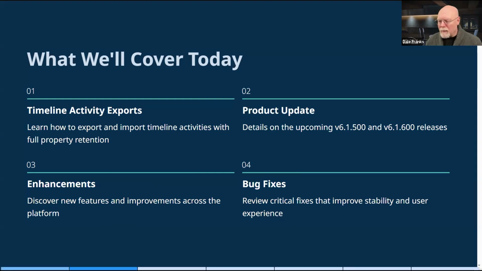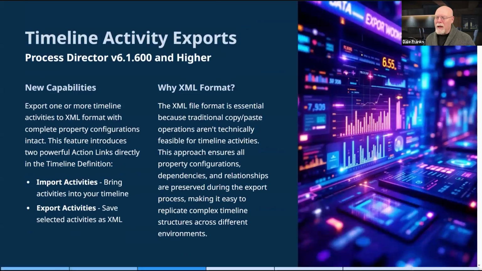Then we'll diverge a little bit and talk about the upcoming release, whether it's going to be called .500 or .600, and if that matters. There are some other enhancements that we have added to the product, one of which I really like and is far overdue as far as I'm concerned. And then finally, we'll end up, as always, covering some of the bug fixes that we've addressed over the past month. So with that, let's get into timeline activity exports.